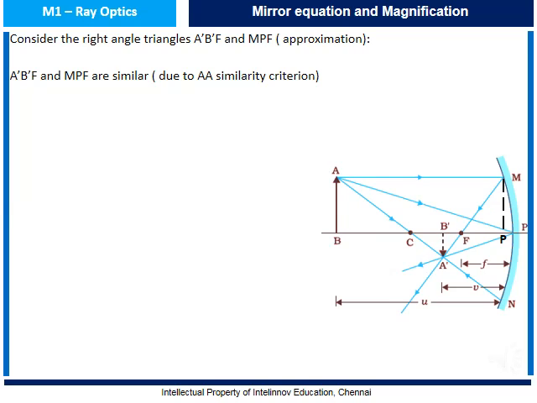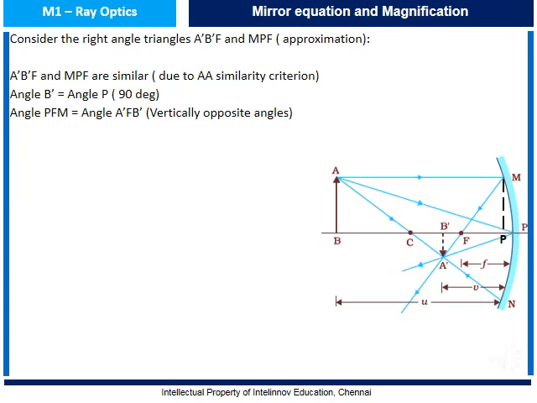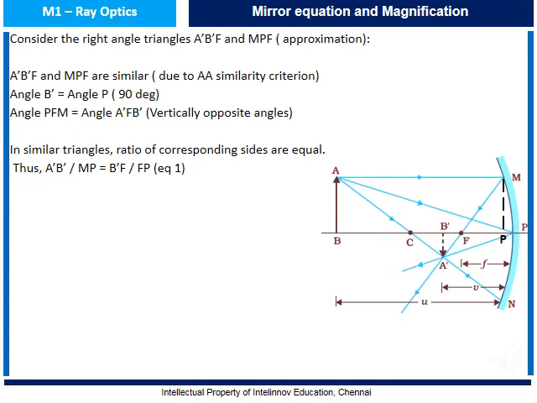What are the two angles which are similar? Here angle B dash equals angle P, which is 90 degree. Angle PFM is equal to angle A dash F B dash, because vertically opposite angles. Thus these two triangles are similar in nature. In similar triangles, the ratio of corresponding sides are equal. Therefore, A dash B dash by MP equals B dash F by FP. Let us designate this as equation 1.